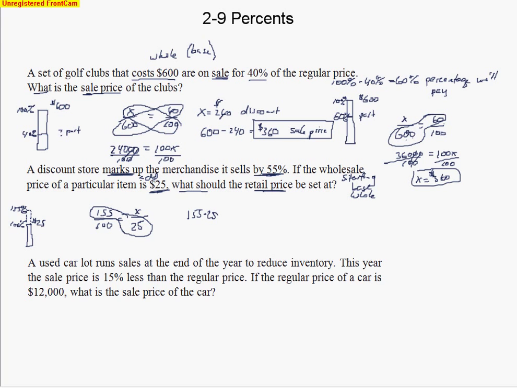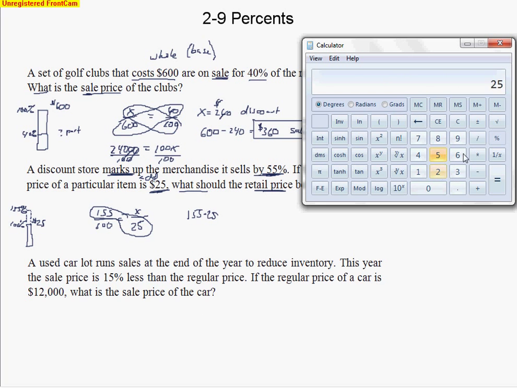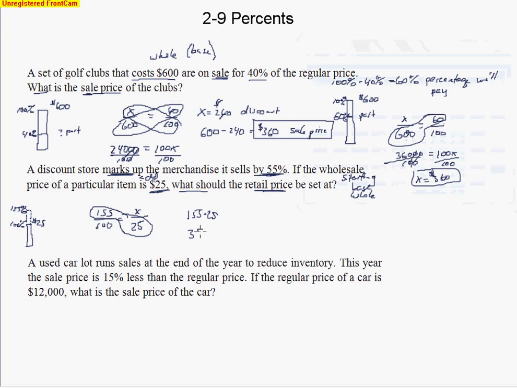So I'll pull up that calculator. And 25 times 155 equals, and then I get this number, 3875 equals 100x. The way I got that is by multiplying these two numbers here, equals 100x. So I divide by 100, and what that does is it moves the decimal 2 spaces over. So it goes right smack dab between the 8 and the 7 there. So it's $38.75. So I think that was easier than trying to find 55% of this number and then having to add it to the 25. Either way, you get the same exact answer.